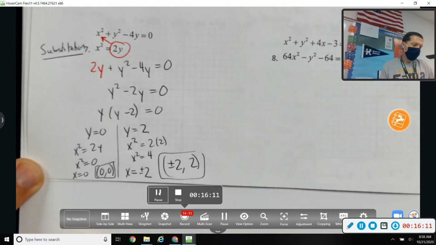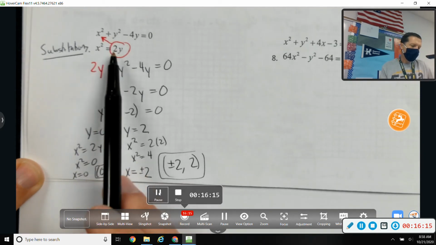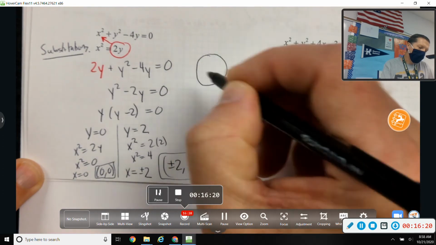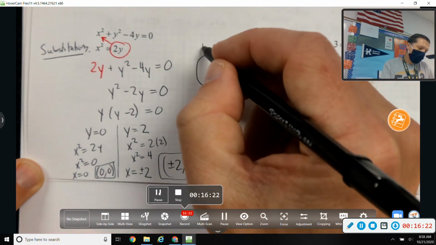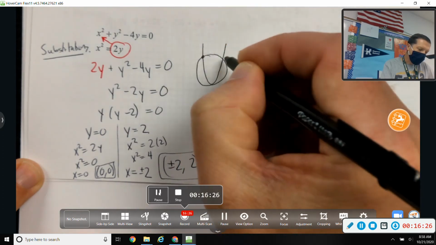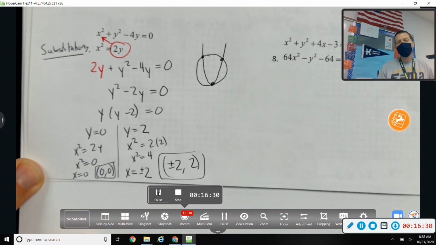And if we graphed it, we could figure out how that is. Let's see, that's a circle and that's a parabola. You don't have to do this, but a circle and a parabola could have 3 if you did it just right. So something like that. I don't know if that's what that looks like, but that's how you would get 3 solutions for this particular problem.